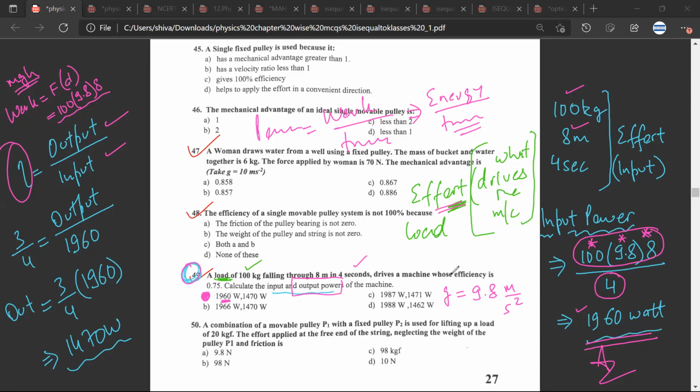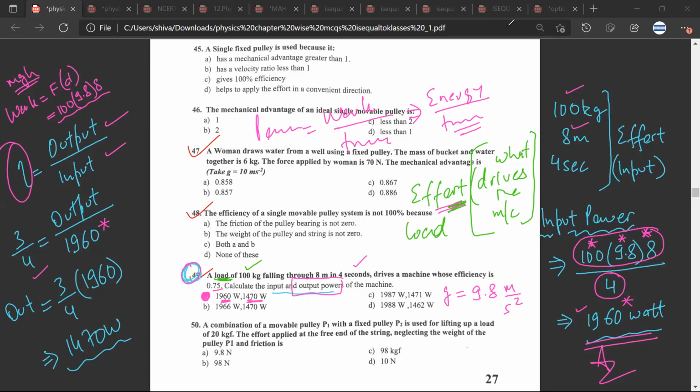Now, as I've said, the efficiency can be in terms of percentage, it can be in terms of fraction also. 0.75 is 3 by 4. So output upon input. What is my input? My input is 1960, which I have calculated here. And therefore, I calculate my output, which is 1470 watt, which is here. Mr. CB, any doubt?